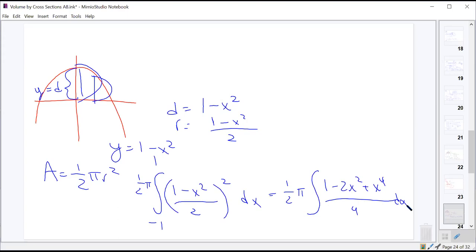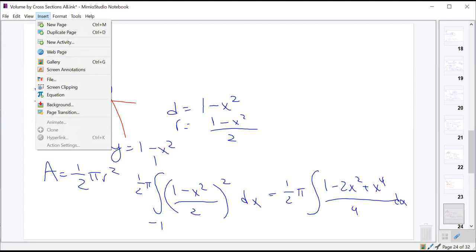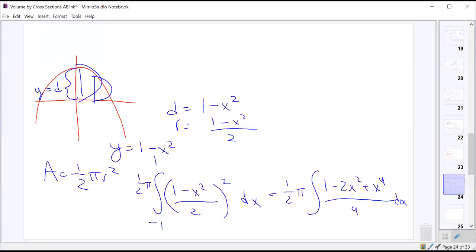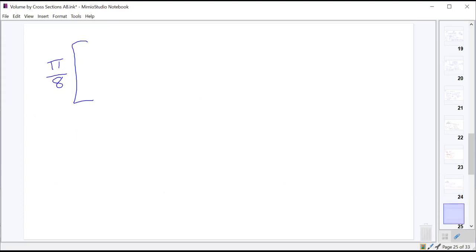Sure. Okay, so we'll pull the 1/4 out front. So it becomes pi over 8. And then we have 1 plus x, and we had the minus 2x squared, which integrates to minus 2/3 x cubed, and then plus x to the 5th over 5. So we'll have x minus 2/3 x cubed plus x to the 5th over 5. Does that make sense or no?